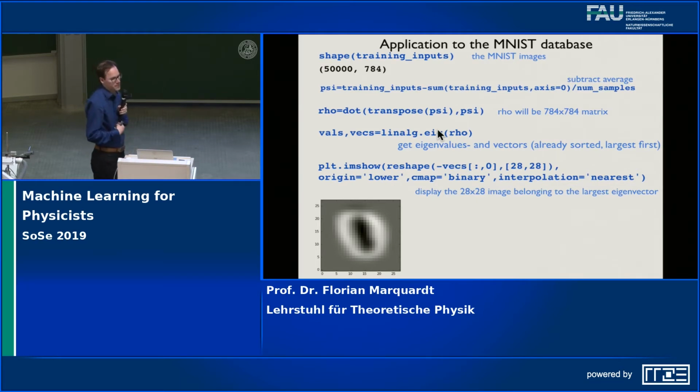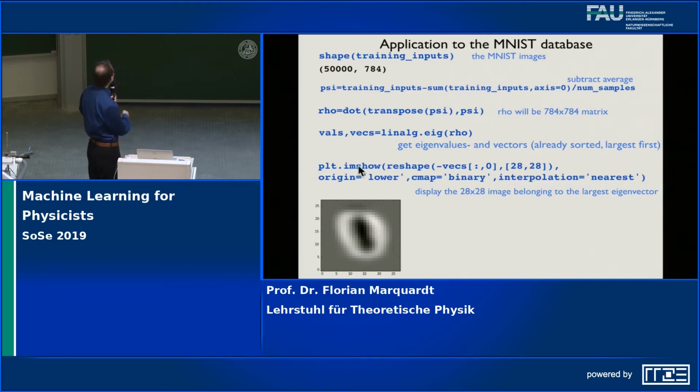And now I can, for example, ask, what's the biggest eigenvector, the most important one, the one where the eigenvalue is largest? Well, since they are sorted, I will just take the eigenvector with index 0, so the first one. That would still be a vector of dimension 784, but I want to display it as a picture. So what do I do? Well, I can always reshape arrays in NumPy. So I can take this vector and I can tell it, well, please reshape this 784 vector into a 28 by 28 matrix, which I can display as an image.